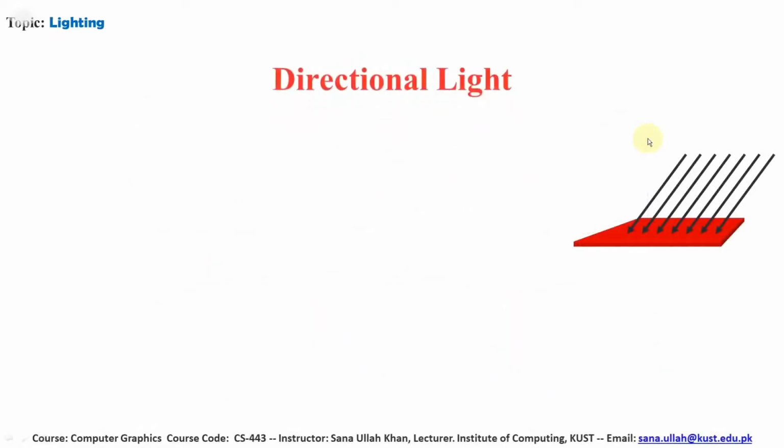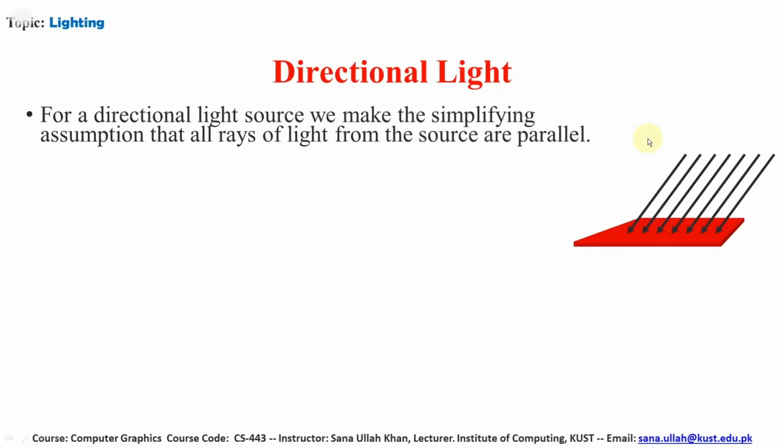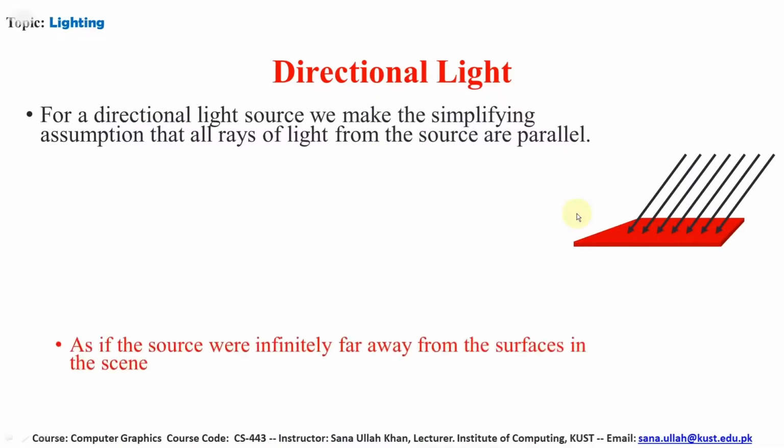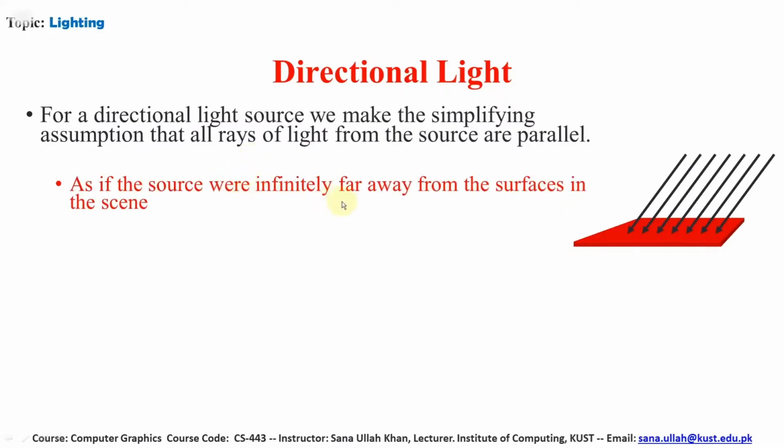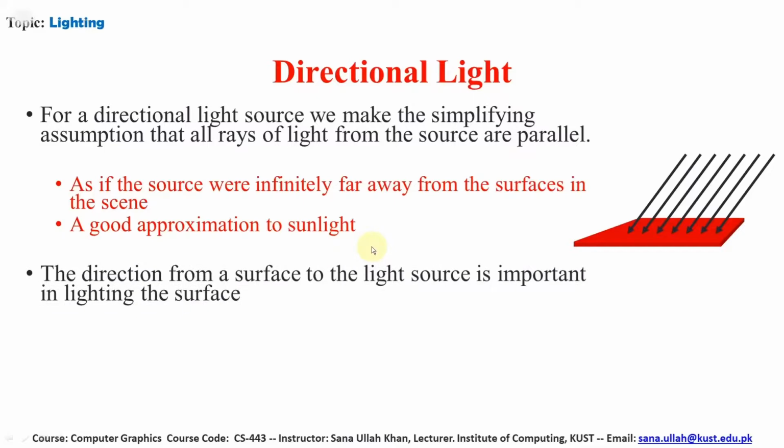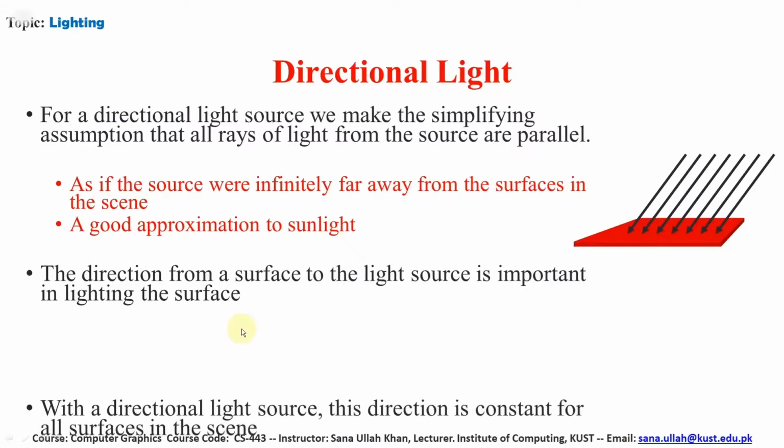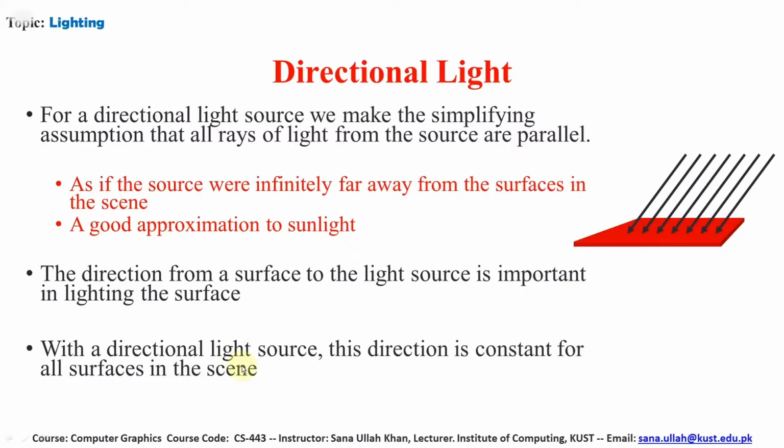So what is meant by directional light? For a directional light source, we make the simplifying assumption that all rays of light from the source are parallel, in the same direction. It is as if the source were infinitely far away from the surfaces in the scene, which makes it more accurate. A good approximation is sunlight. The direction from a surface to the light source is important in lighting the surface. With a directional light source, this direction is constant for all surfaces in the scene.